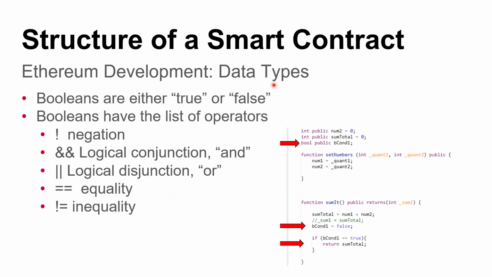And then there are Boolean data types. Boolean data types are a data type that is true or false. And we have here our negation operators, our logical conjunctions, either the double ampersand or the and, logical disjunction, either the double pipe, or equity with the double equals, or inequity with the bang equals. And you can see examples of it right here. We can see our bools and they're initialized, and we can see some if statements.